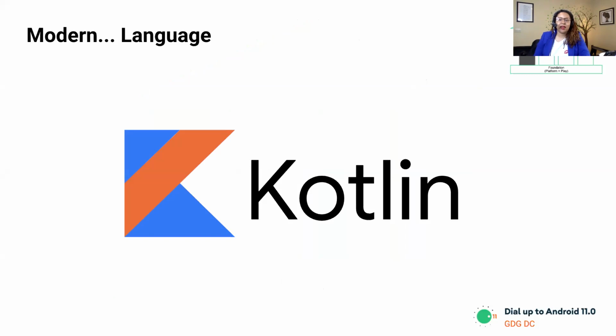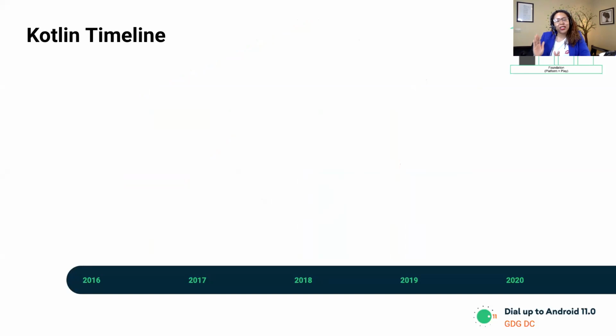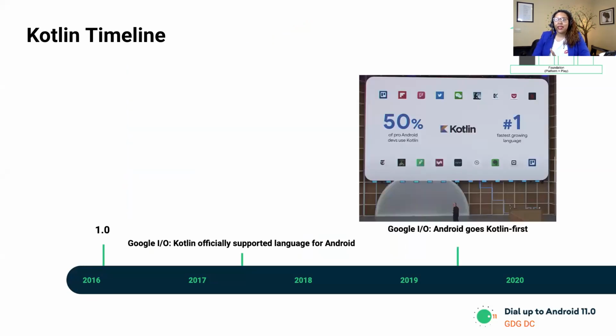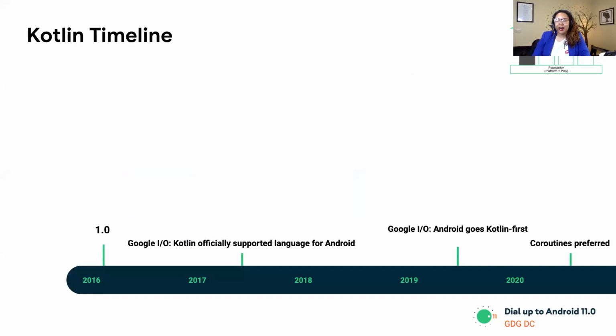First up is our modern language, Kotlin. Here's a short history of Kotlin on Android. Back in 2016, there was 1.0 of Kotlin. Then in 2017 at Google I/O, the official support was announced by Google for Android. And then in 2019, we said, hey, we're Kotlin first. And now coroutines are preferred, and that's pretty much where you are today.